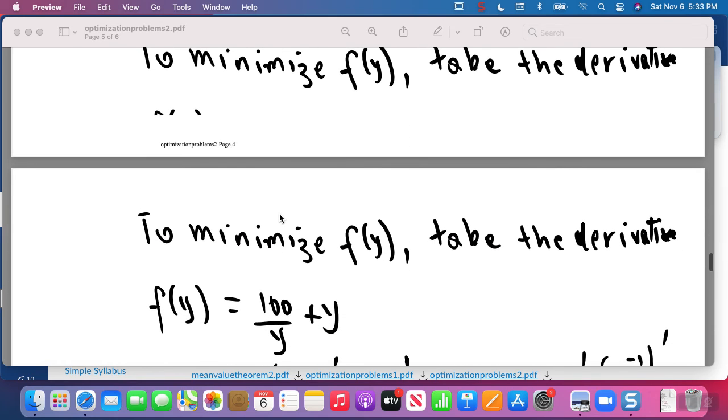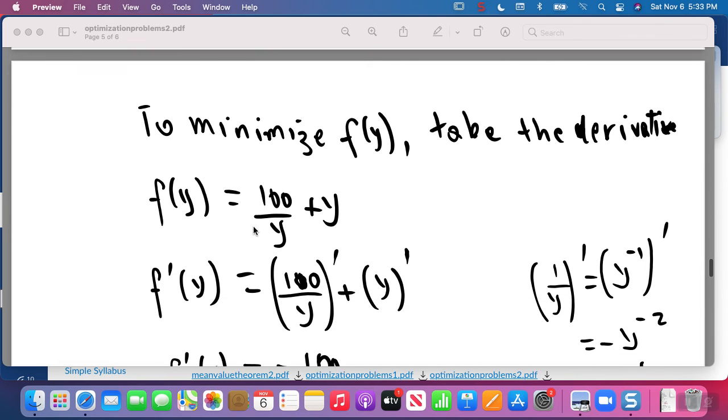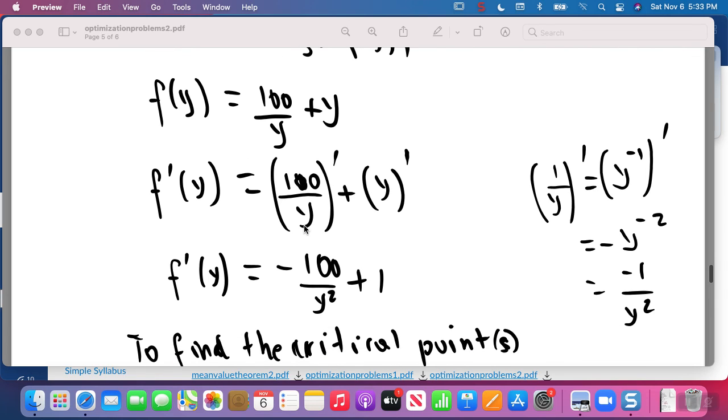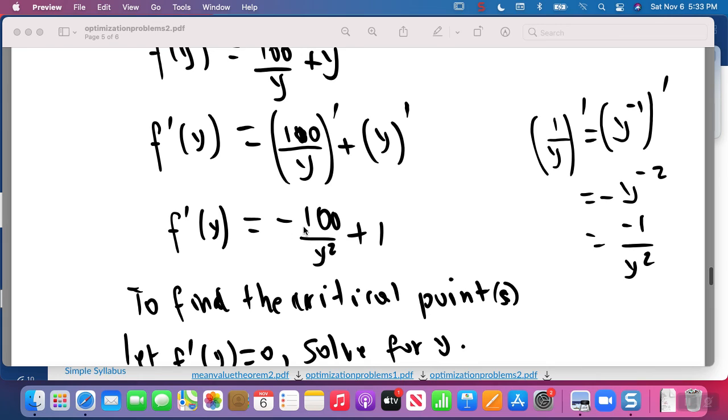Minimization implies first derivative. So we take the first derivative. We're going to take the derivative of this function. Okay, so the derivative of 100 over y is negative 100 over y squared. I explained it over here. And then the derivative of y is 1.